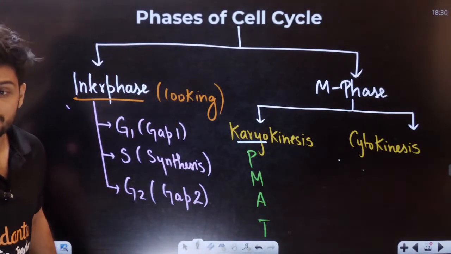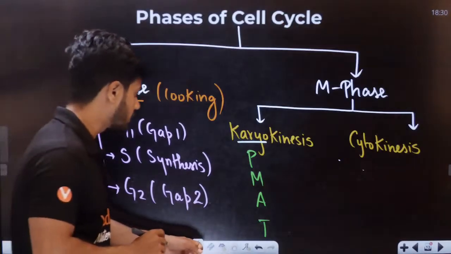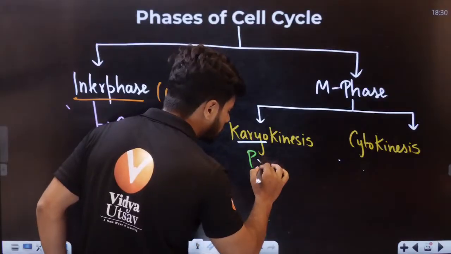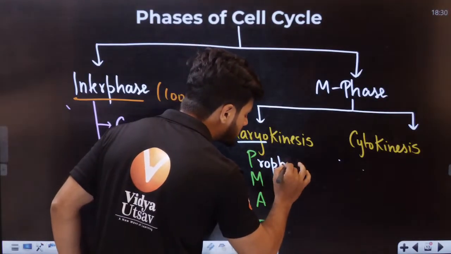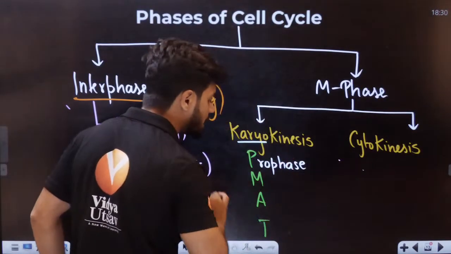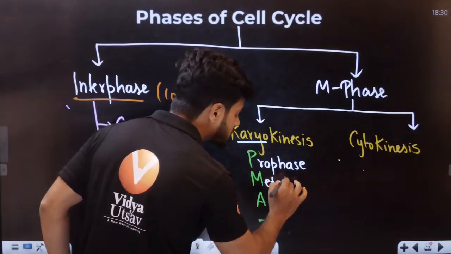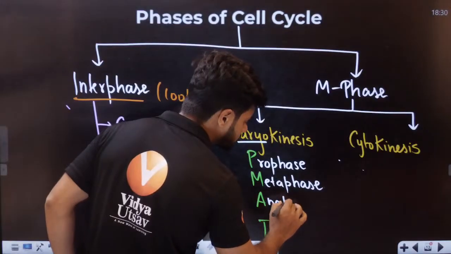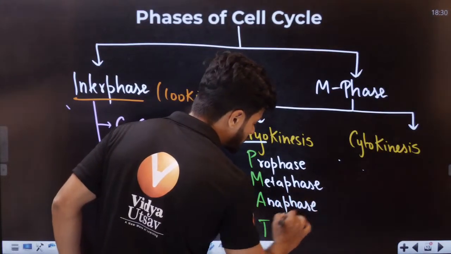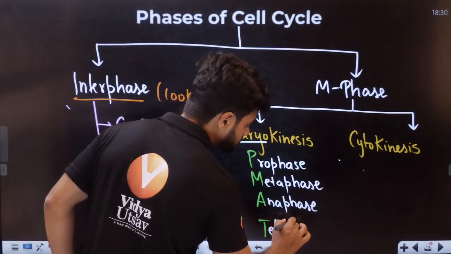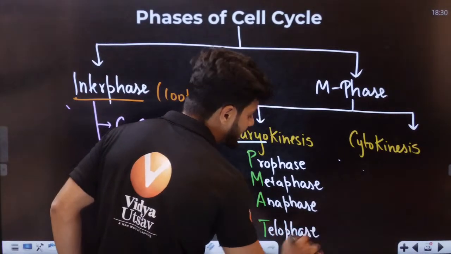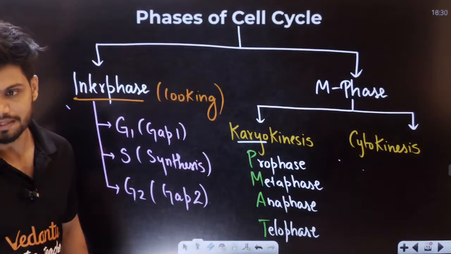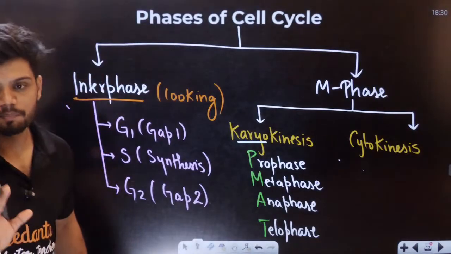Very simple. P stands for prophase, M for metaphase, A for anaphase, and T for telophase. Prophase, metaphase, anaphase, telophase. PMAT in the chat, all of you. That is your PMAT right now, students.